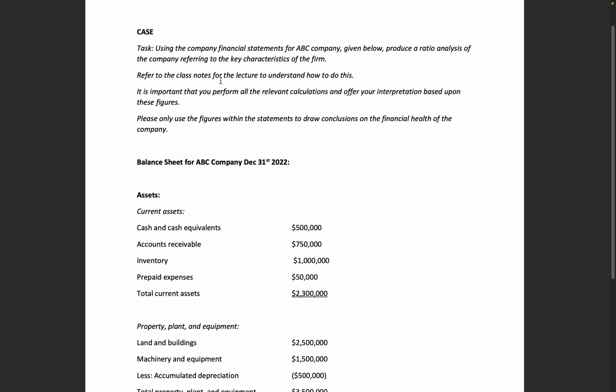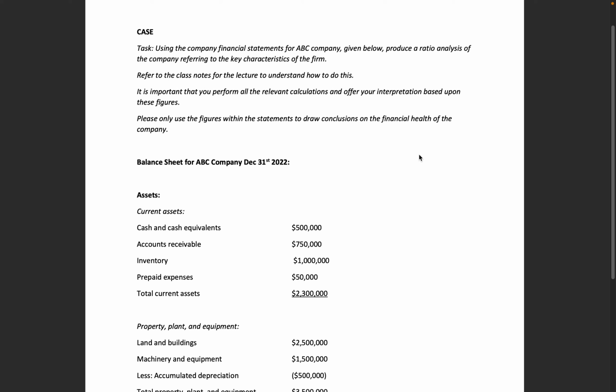So let's go ahead and have a look at this company and see what we have to do for this company. As we mentioned in the class, what we're interested in is doing ratio analysis on financial statements. This is not an accountancy class. We're not worried about the construction of the financial statements. What we want to do is take the financial statements and extract information from them that tells us something about the company and what to understand from that.